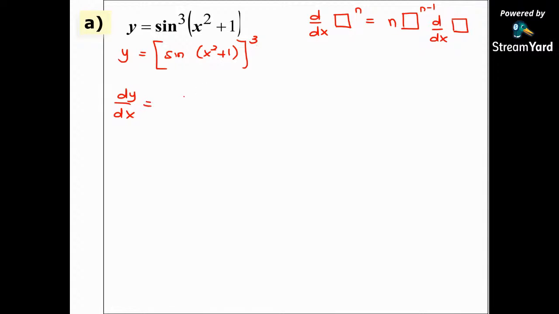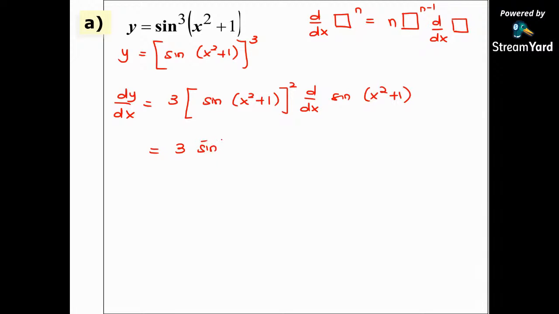Bring down the power first, so 3, and then copy down whatever we have, so sine of x squared plus 1. But instead of 3, we deduct 1 from the power, so it becomes 2. And then we differentiate sine of x squared plus 1. This one we simply copy down, so this is 3 sine squared of x squared plus 1.